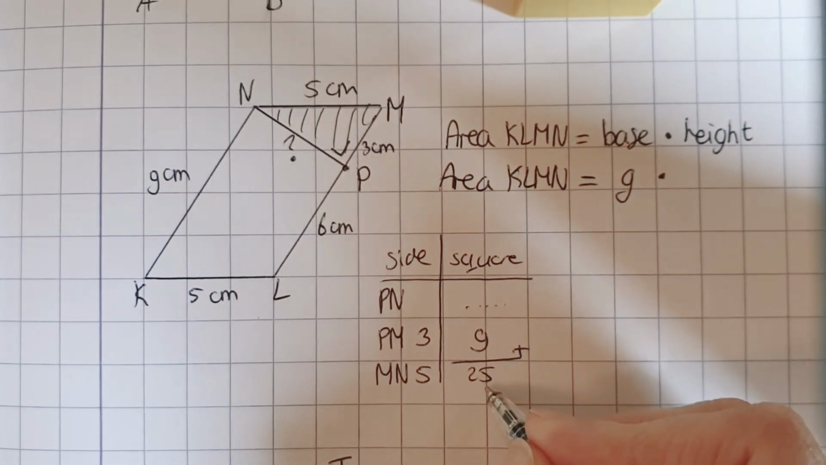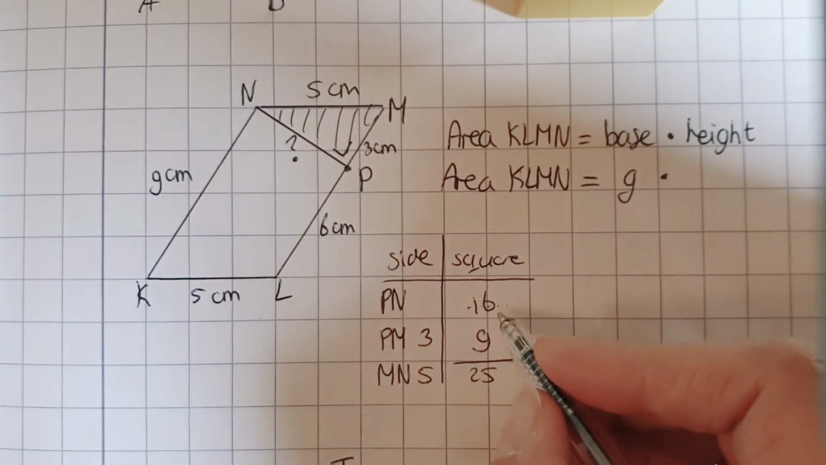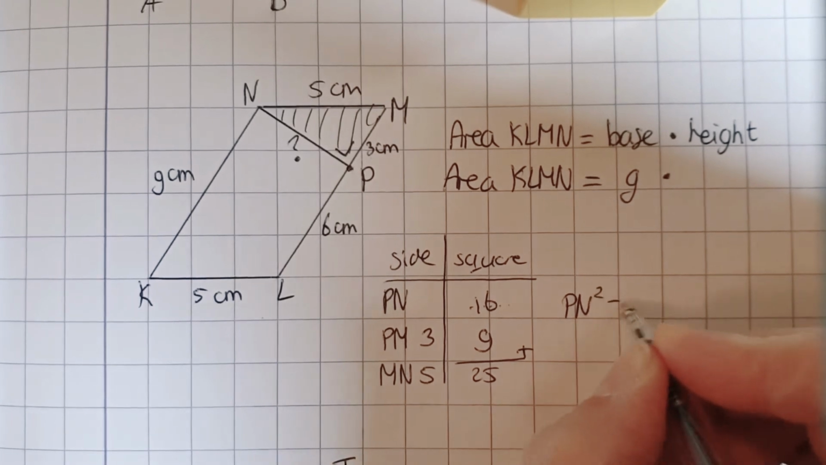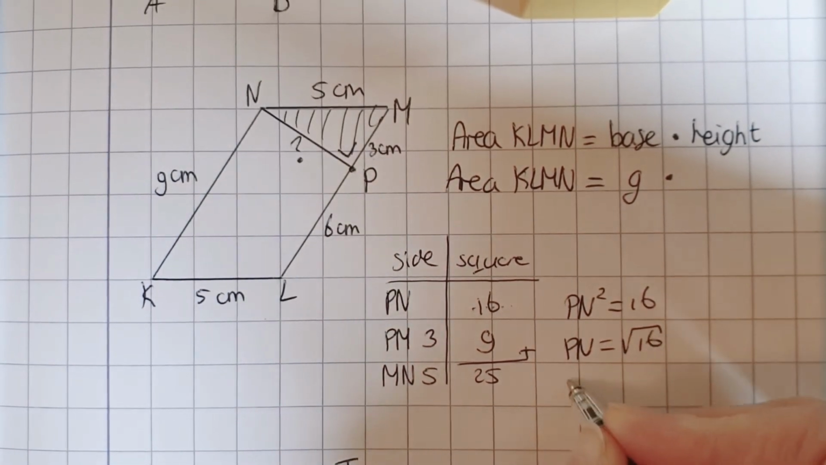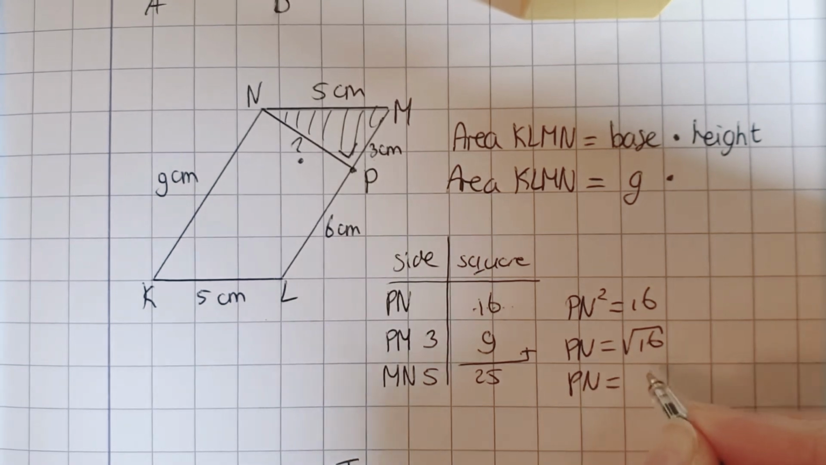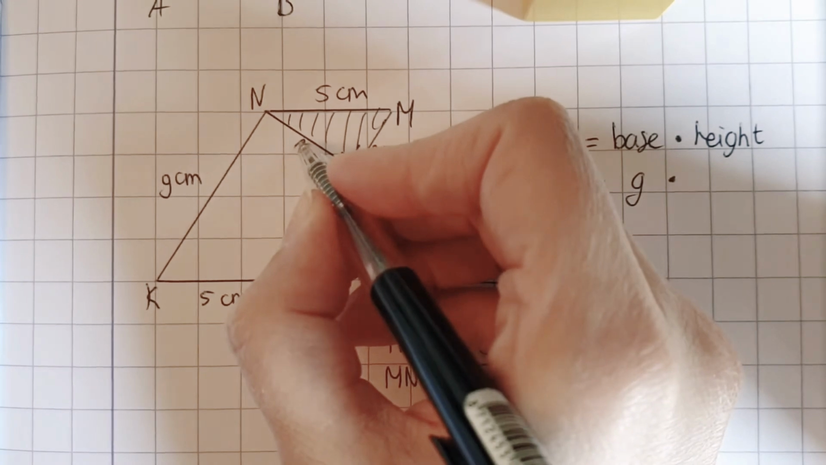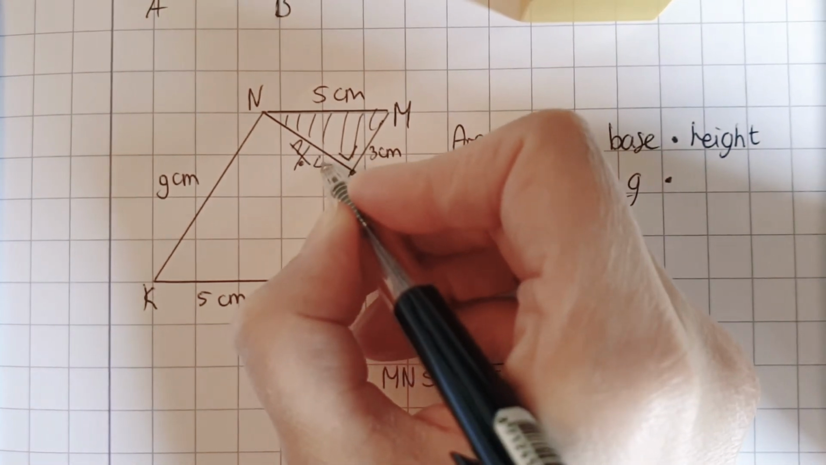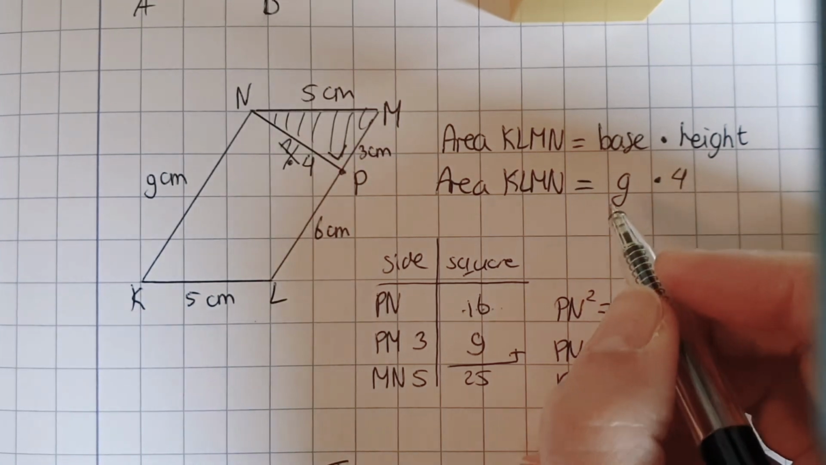Plus 9 is 25. I believe that's 16. Now, I'm going to write down that Pn squared is 16. So Pn is the square root of 16. I know what the square root of 16 is. It's 4. So this question mark is gone. This is 4. Now I can write down that the corresponding height is 4.